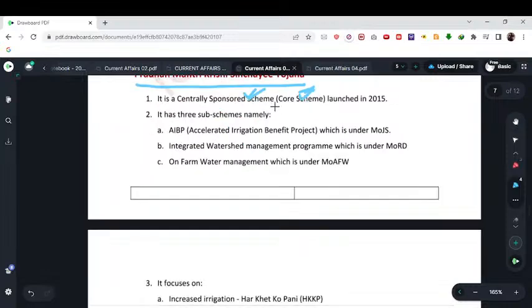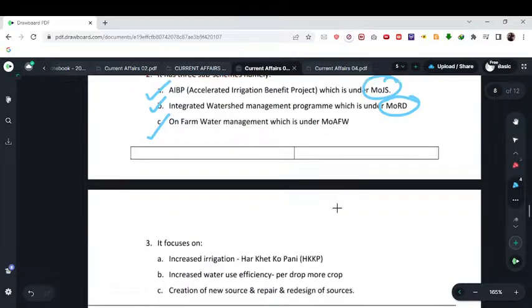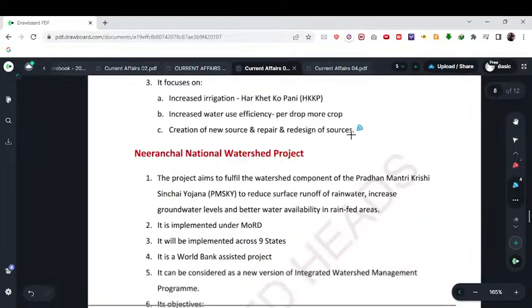Now the Krishi Sinchai Yojana has 3 sub-schemes under it. First is the Accelerated Irrigation Benefit Project, which is under Ministry of Jal Shakti. Integrated Watershed Management Program, which is under Ministry of Rural Development, and last, On Farm Water Management, which is under Ministry of Agriculture and Farmer Welfare.